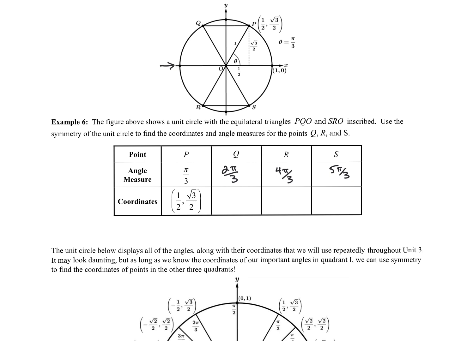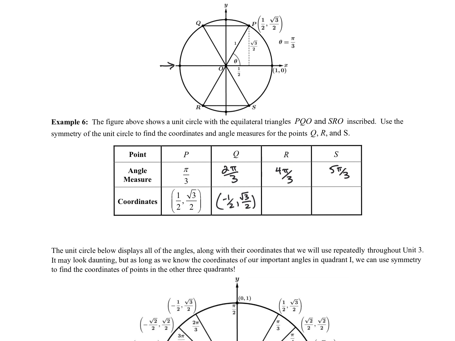And so for my coordinates for 2 pi over 3, which way did it move? Left and up. And so which one's going to be bigger, the x or the y? The y. So my x is what? Negative 1/2 because it moved left. And then my y would be what? Positive square root 3 over 2 because it moves up.